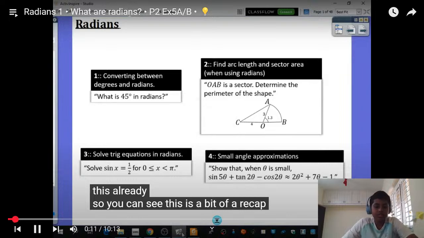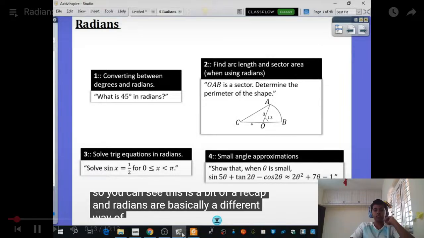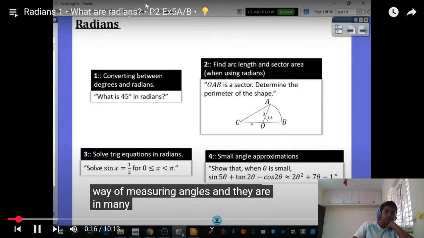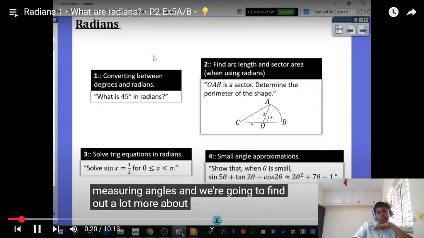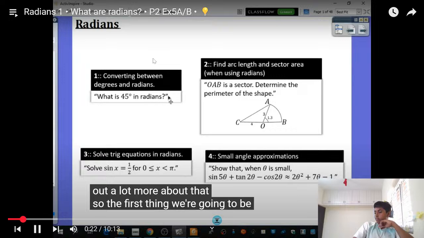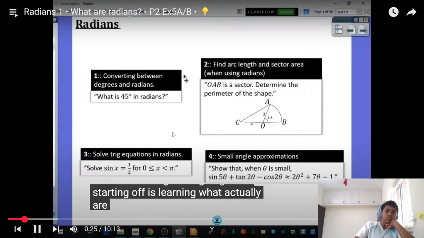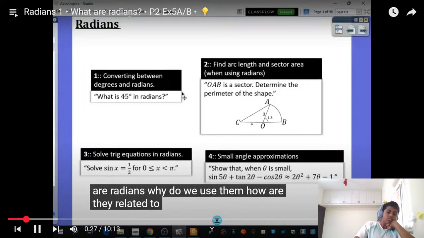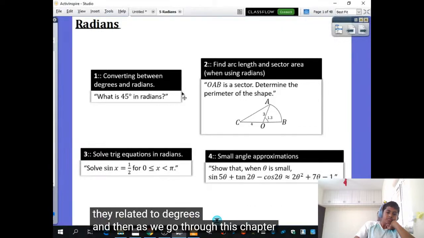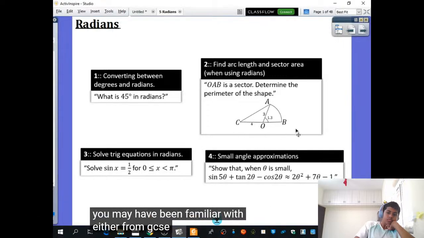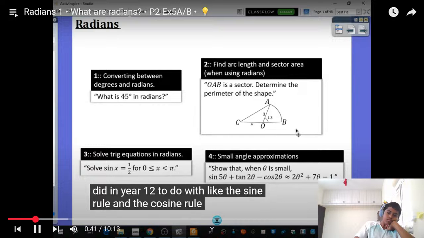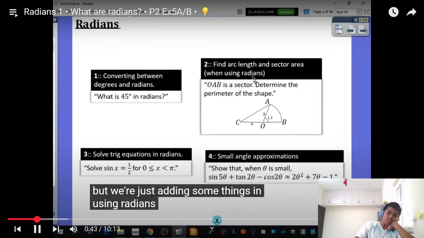Bit of a recap. And radians are basically a different way of measuring angles, and in many ways a more superior way of measuring angles. And we're going to find out a lot more about that. So the first thing we're going to start off with is learning what actually are radians. Why do we use them? How are they related to degrees? And then as we go through this chapter, we're going to be looking at things to do with geometry again. We're going to be looking at stuff that you may have been familiar with either from GCSE or from things that we did in year 12 to do with the sine rule and the cosine rule, but we're just adding some things in using radians.